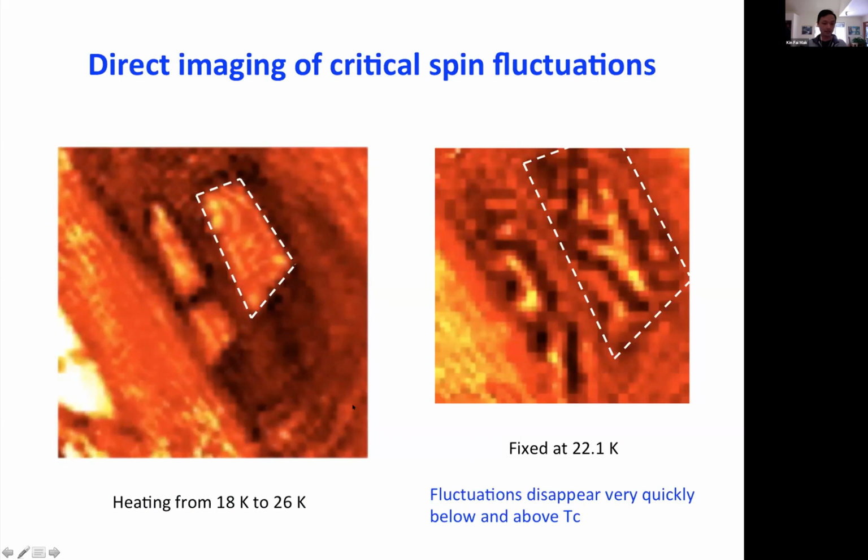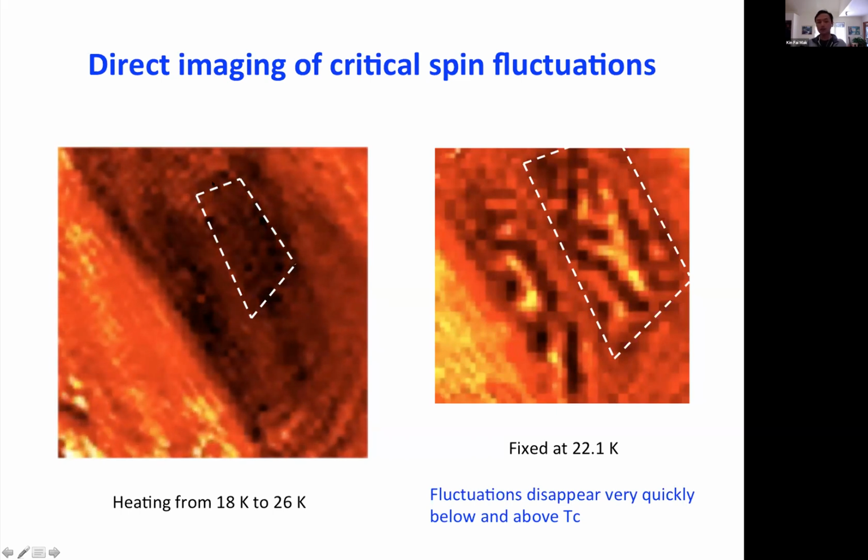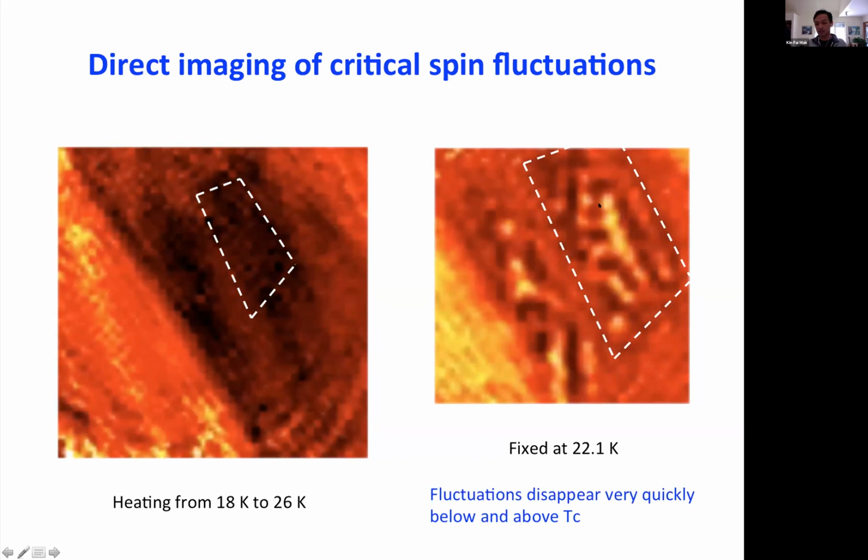a single layer magnet. For instance, here I show you a single layer magnet that's warmed up from 18K to 26K. The Curie temperature is about 22 Kelvin. As we warm up the system, you can see that near the critical point, the magnetization starts to spontaneously fluctuate. Then if you warm up further, the fluctuation is gone. And if you park your temperature near the critical point, near the Curie temperature of the system, you can see spontaneous fluctuation of the magnetization.